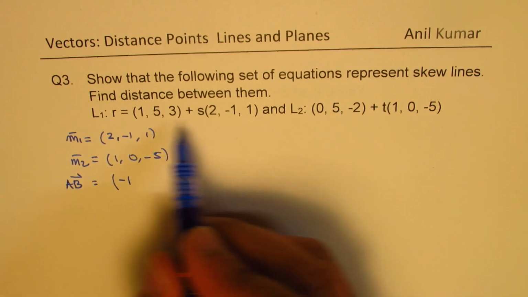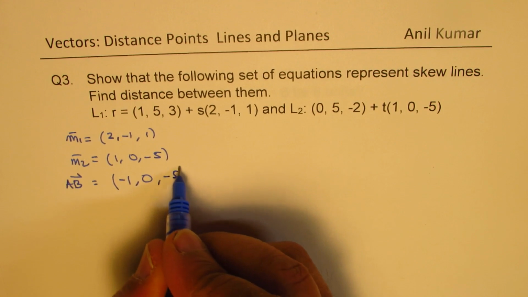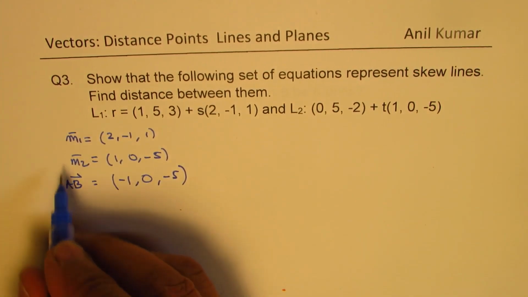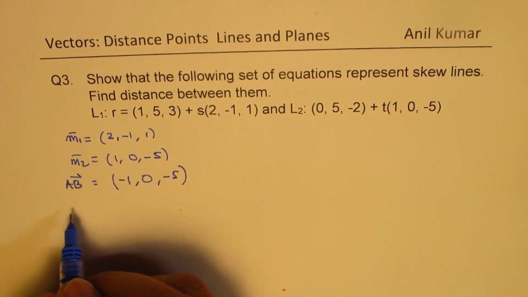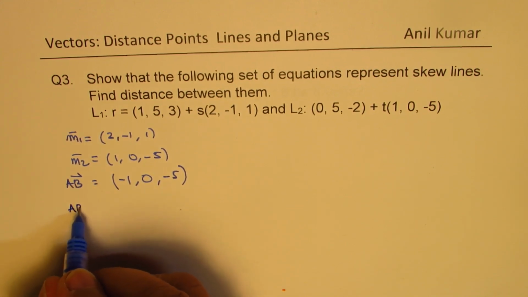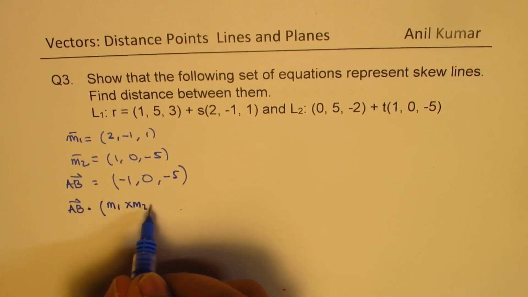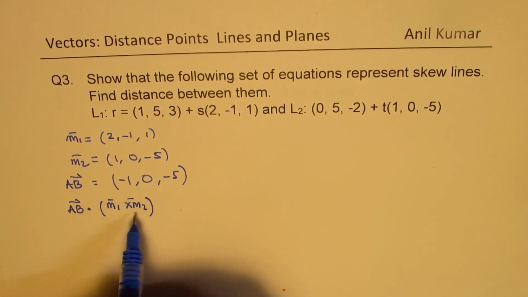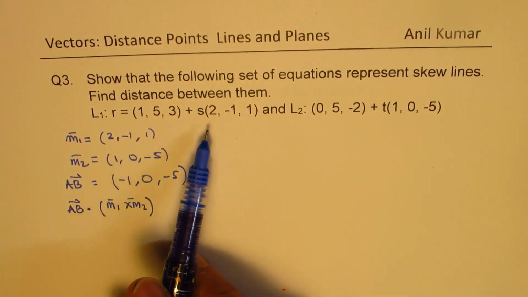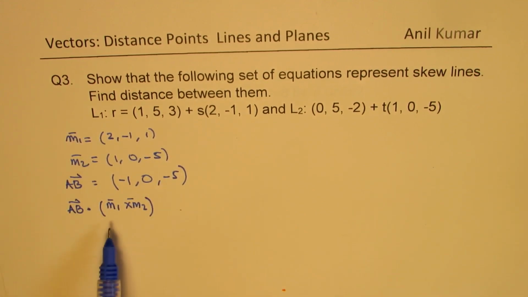The vector from A to B is 0 minus 1, so it is minus 1. 5 minus 5 is 0. And minus 2 minus 3 will be minus 5. Correct? So what we need to do is find the scalar triple product. That is to say, we'll do the cross product and then the dot product. So we'll do AB dot M1 cross M2. When I do M1 cross M2, I get the normal. And if the dot product is not 0, that means they're not coplanar, right? So let's see how it works out.